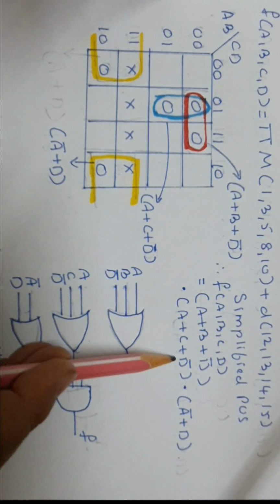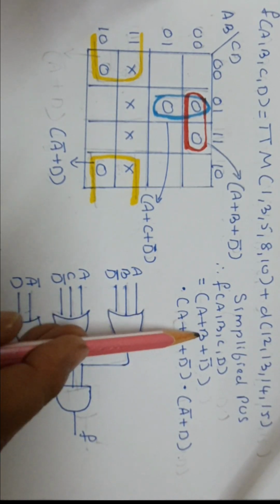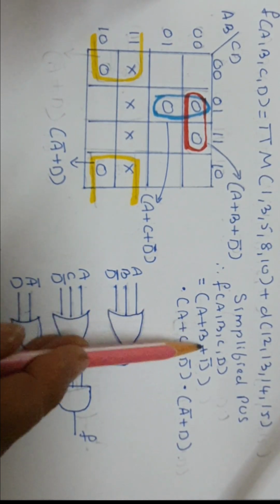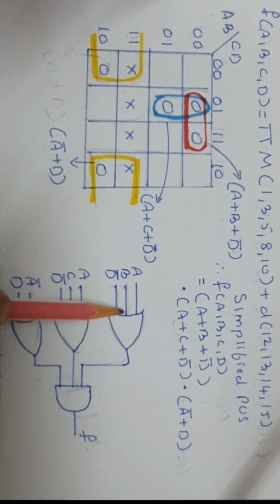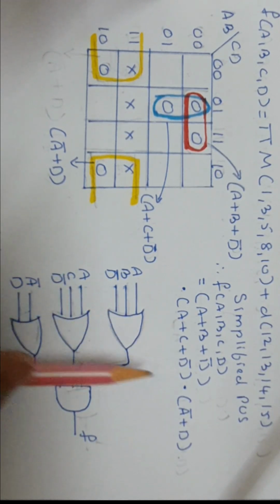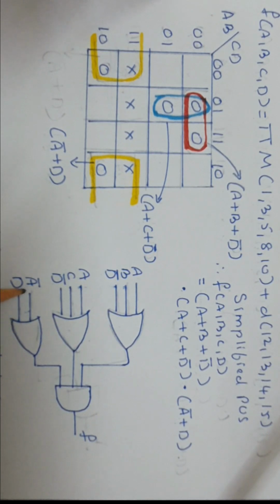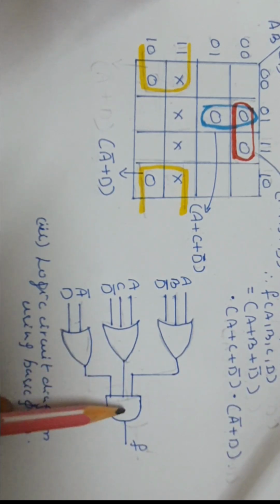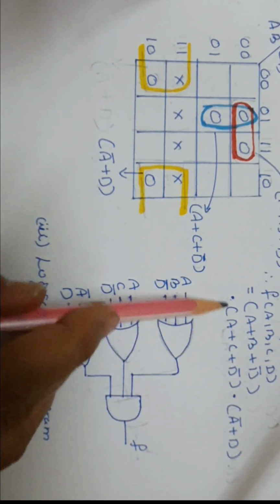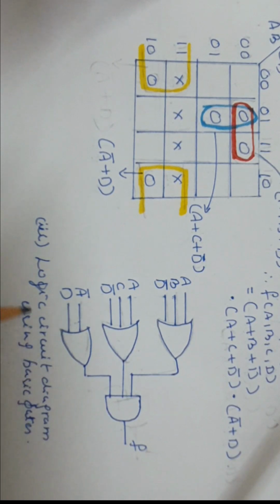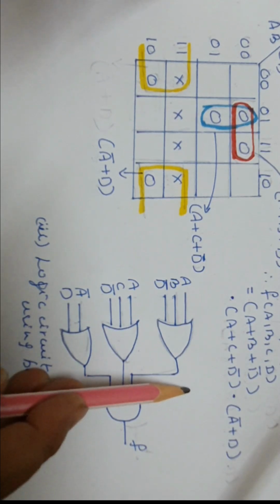Now, how to realize this with basic gates? Here, A is logically ORed with B, that is logically ORed with D bar. 1, 2, 3 inputs are there. So, they are logically ORed means one OR gate with 3 inputs, A, B, D bar. Here, this is another OR gate with inputs A, C, D bar. This is a 2 input OR gate, the inputs being A bar, D. Okay? So the outputs of all the OR gates are ANDed, that is F, which is equal to this expression. Right? So this is the logic circuit diagram using basic gates for the simplified POS expression.